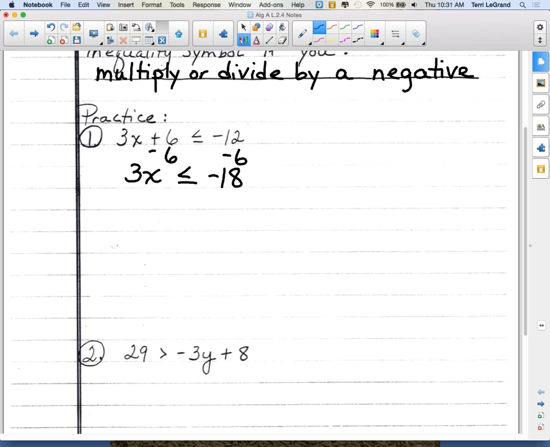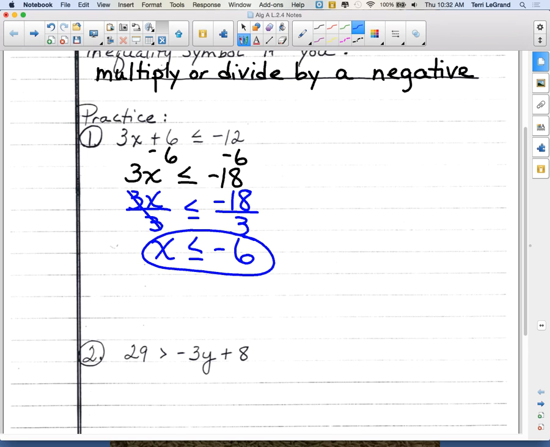So, okay, what's going to be our next step? Divide by 3. Divide both sides by 3. So now we'll take both sides and divide by 3. And what does our inequality read? X is less than or equal. Did we divide by a positive or a negative? Divide by a positive. Okay, so do we have to reverse it? No. Do we divide by a negative? No, so we're going to leave it as it is. And negative 18 divided by 3, negative 6.